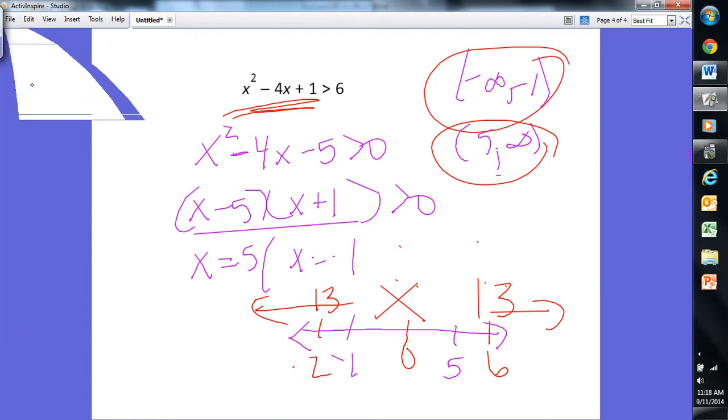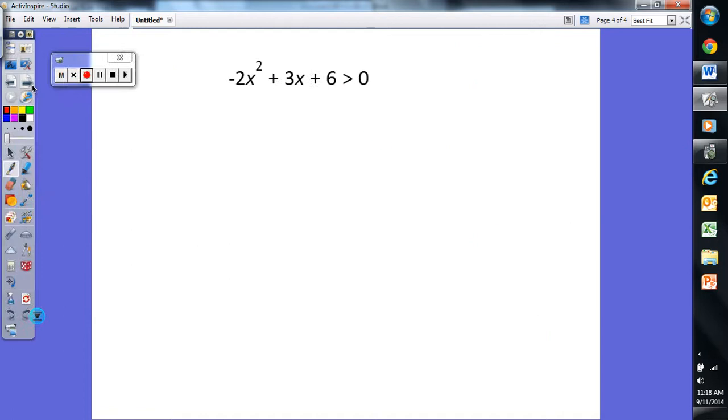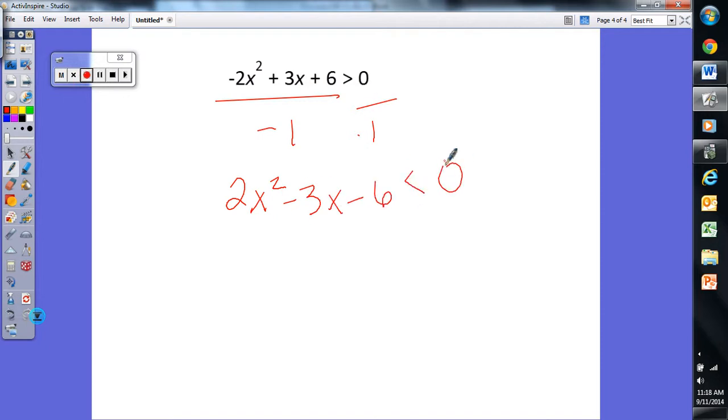Let's see what else we got here. This one you're going to want to divide by -1 in order to get your leading coefficient positive, because we don't ever want to deal with the leading coefficient of a negative. However, when you do that, don't forget you have to switch the sign.